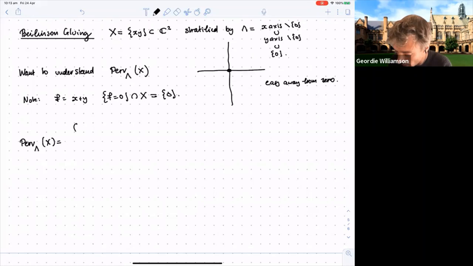remember the following general recipe: we have F, a perverse sheaf on X take away zero, plus a perverse sheaf on Z, which is the zero set of f. But here, this zero set is just a point, so I'm just going to call it V0, a perverse sheaf on zero.